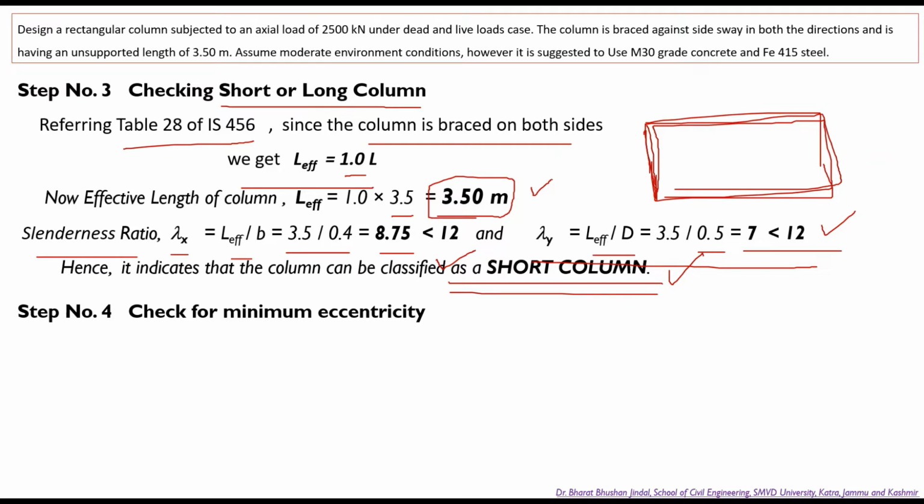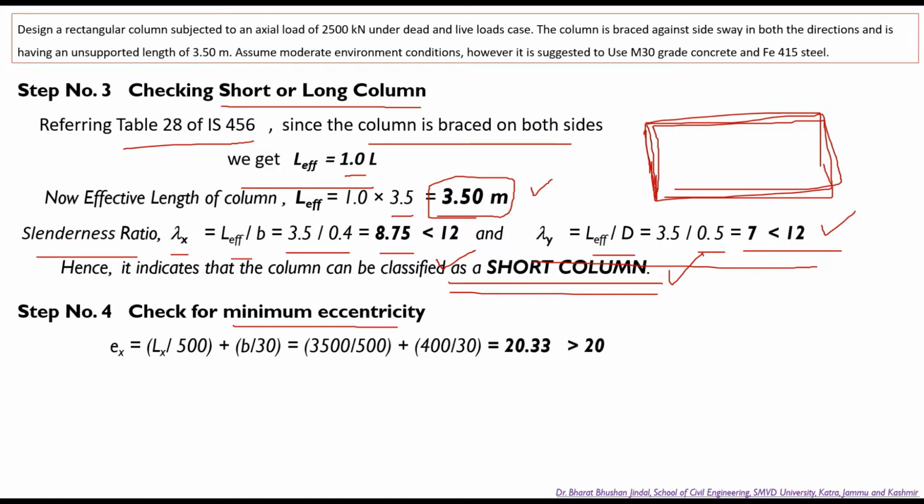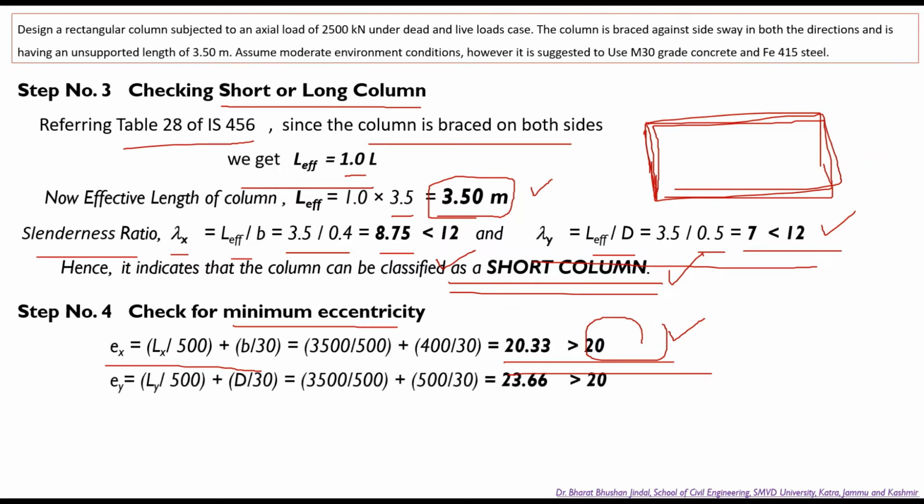Now step number 4, we have to apply the check for the minimum eccentricity. As per the codal provision we discussed in the previous 2 lectures, we are able to calculate it, and it comes out to be greater than 20. So that means it's okay, no issue, because we can take 20 as the eccentricity. But let us check the other parameter also. Now ey comes out to be 23.66. So both are greater than 20. The minimum eccentricity as the code suggests is 20 mm. So it is greater than 20 mm, and then it is okay.